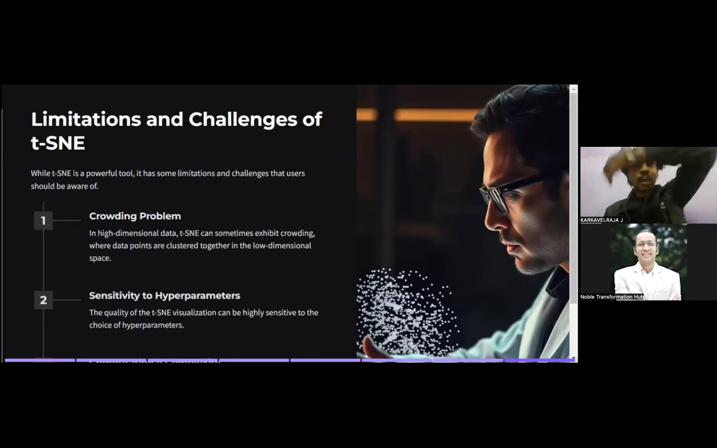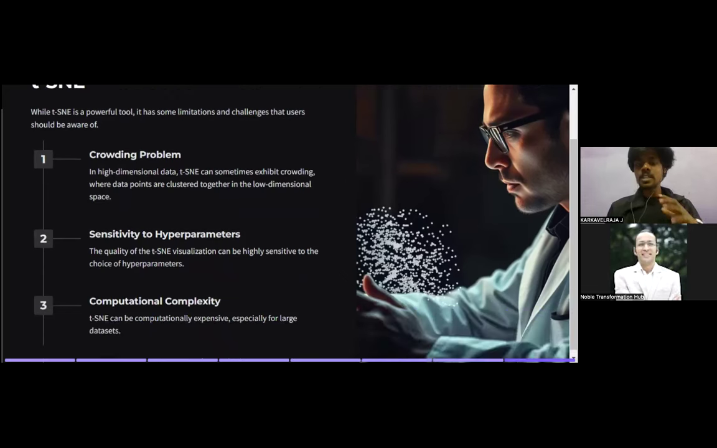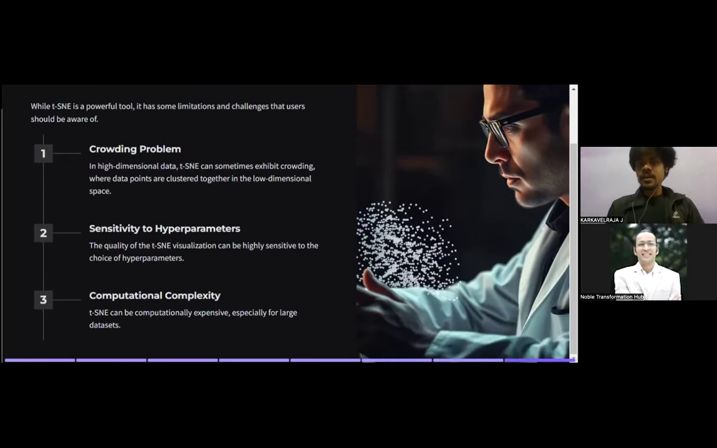I hope its advantages are more when compared to the challenges, but you need to understand both the advantages and the disadvantages before working with t-SNE. So these are the challenges and limitations of t-SNE. Okay, over to you, sir.